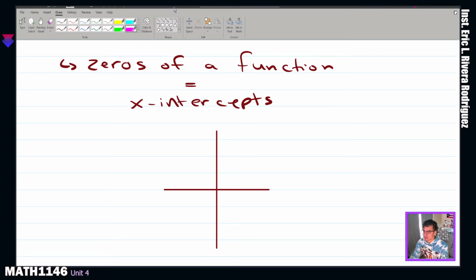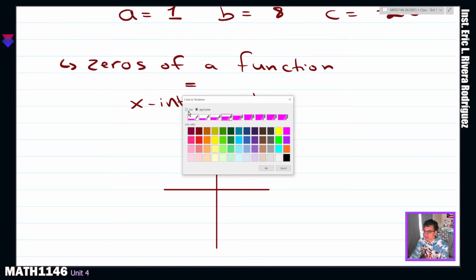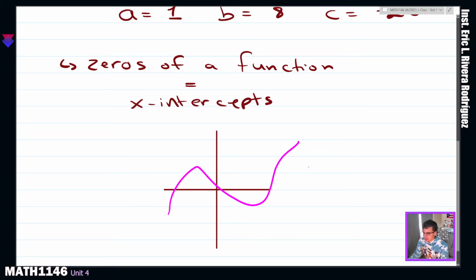Oh, this is not what I want to use. I want to use the pen. So this is our graph, right? Anytime the graph touches the x-axis, that is an x-intercept. Okay, Rachel, yeah, you can watch the recording later. Thank you for letting me know.